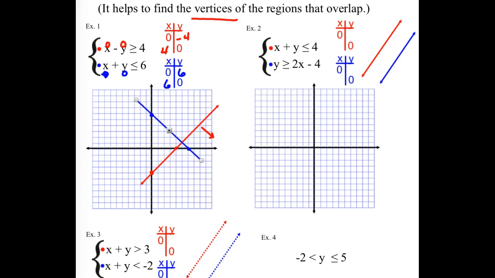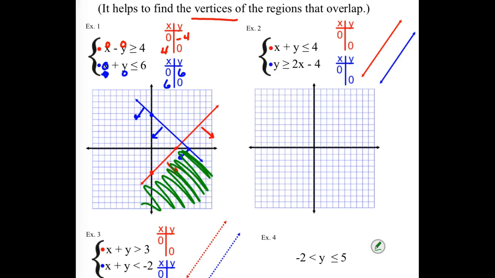All right, and then testing that point, if we put 0, 0 in for x and y, is 0 less than 6? Since it is, we do want to shade the origin, so we're going to shade that direction. So we basically want everything underneath the blue line, and we want everything underneath this red line. So the place where they have an overlapping section would be this region down in here. All right.